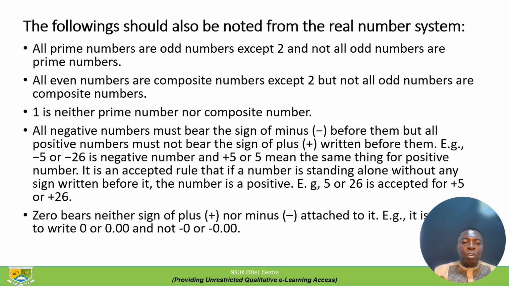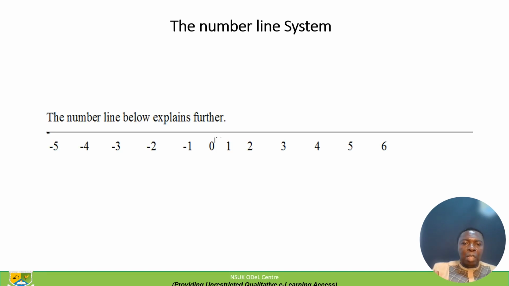5. 0 bears neither the sign of plus nor minus. 0 does not carry any of these signs attached to it. For example, it can only be written as 0 or 0.00 or 0.000. But it is not written as -0 or -0.00 and so on and so forth.